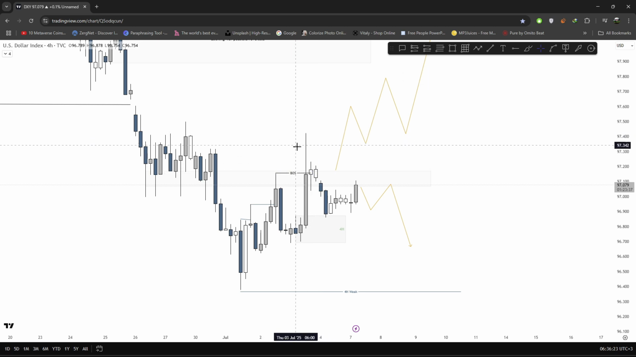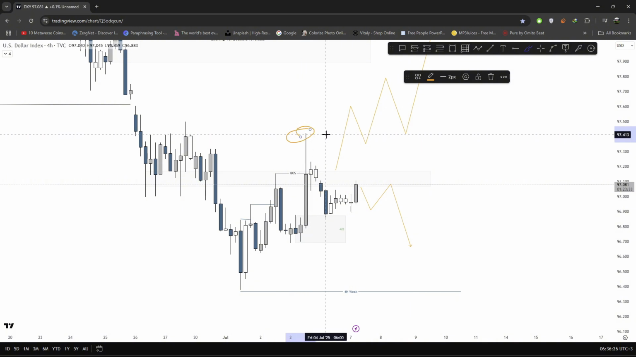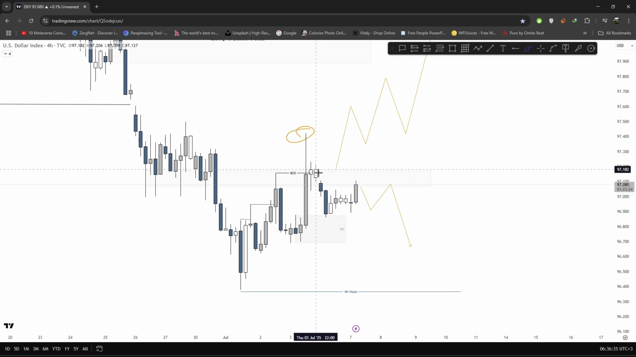If we are being a bit aggressive, we can see that the bulls have pushed price all the way up there to about the 97.4 region. So that means there is some bullish pressure because of that big candle. It shows that institutions might be stepping in to possibly go ahead with those buys.